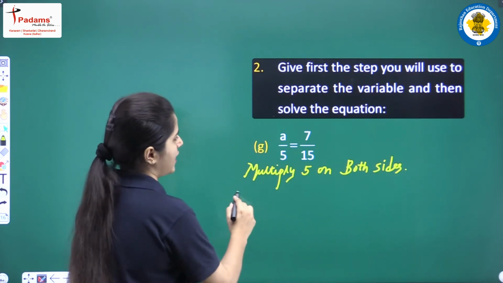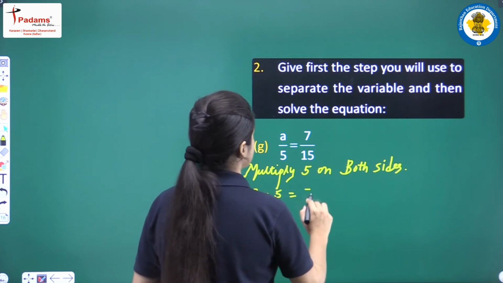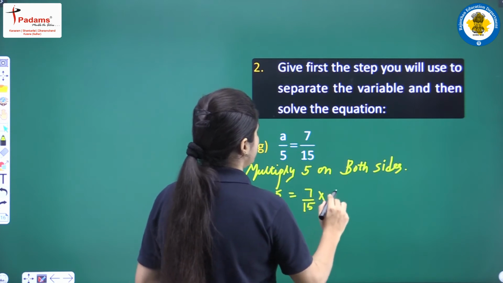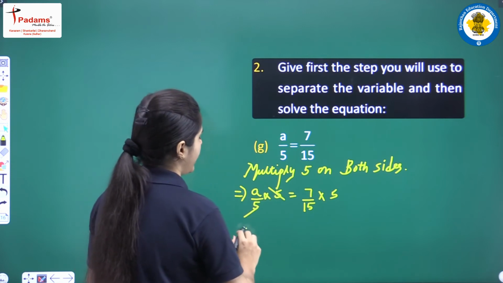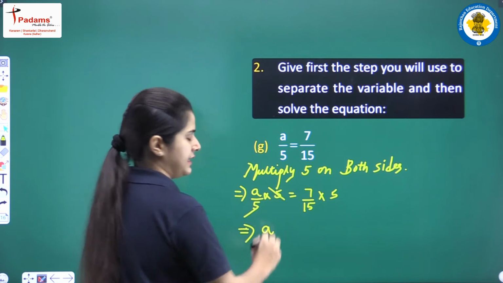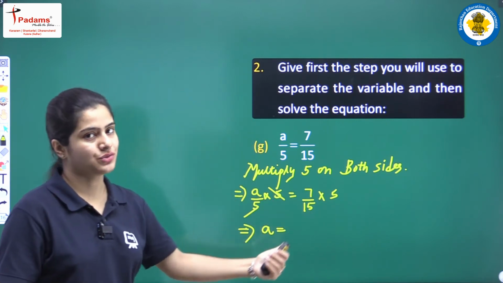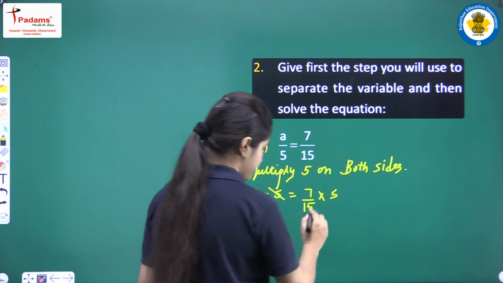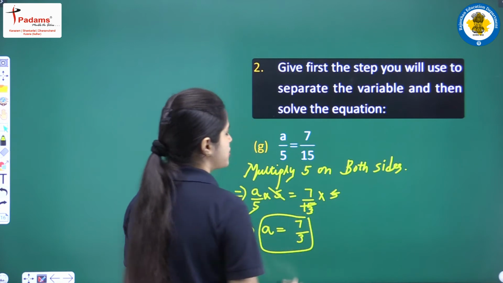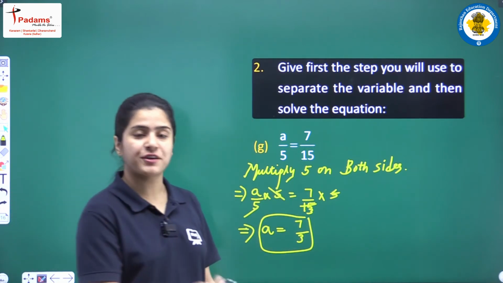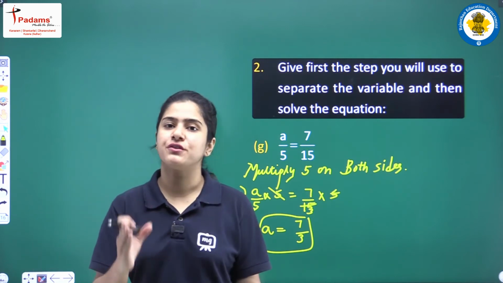Now A upon 5 into 5 is equals to 7 upon 15 into 5. Alright students, this 5 will be cancelled out by this 5, and it will be A only. Now 5 into 3 is equals to 15, so this is 7 upon 3. So the solution is 7 upon 3, as we have cut the 15 from the table of 5, because 5 into 3 is equals to 15 students.